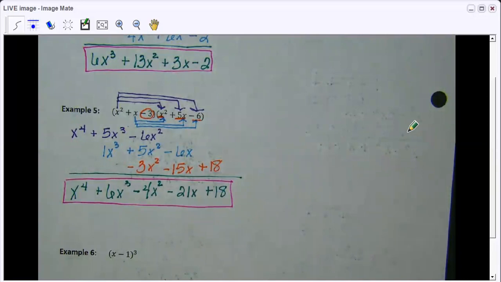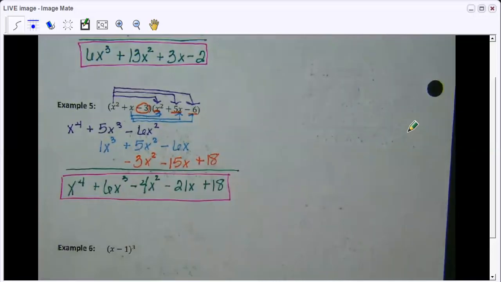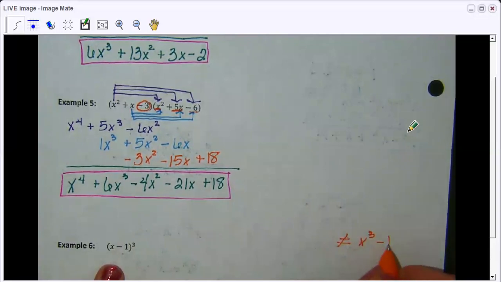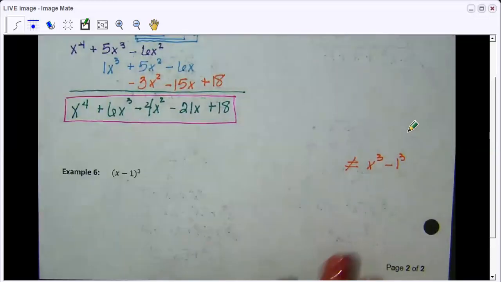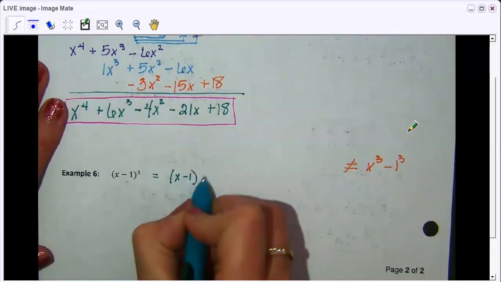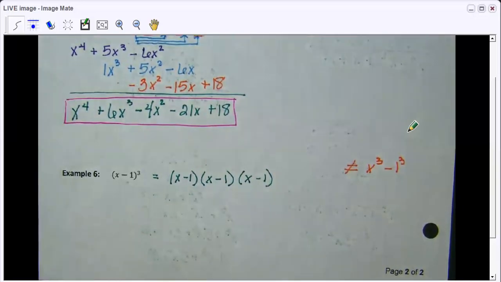Okay, the last problem. Notice this is x minus 1 cubed. Remember in our notes before when it was like x minus 1 squared, I said don't apply the exponent to both of these and just be done with it. Okay, so meaning that this right here does not equal x cubed minus 1 cubed. It does not equal that. So please don't do that. What that means is that you are going to multiply x minus 1 times x minus 1 times x minus 1. That is what you're going to do.